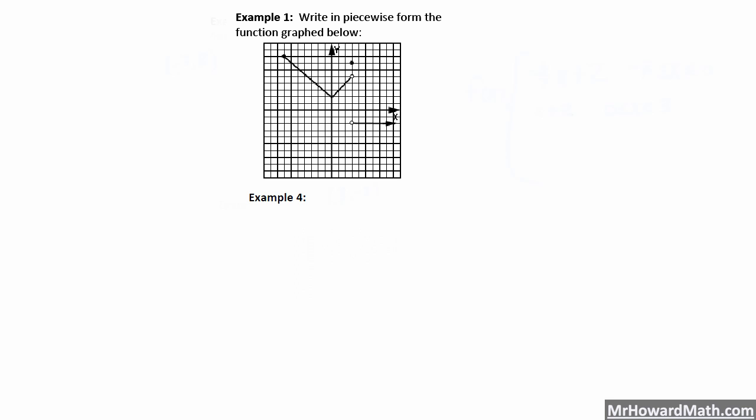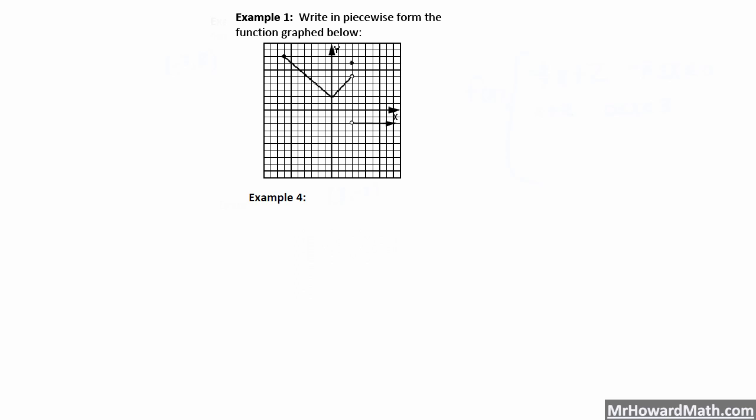Hello, I'm Mr. Howard. In this video, we're going to look at piecewise functions and the concept of continuity. You can also say it continuity, but most of the time you'll hear people say continuity. The concept of continuity is most likely going to be new to you in pre-calculus. The piecewise functions, you've actually done those in the past, but maybe they weren't referred to as piecewise functions.